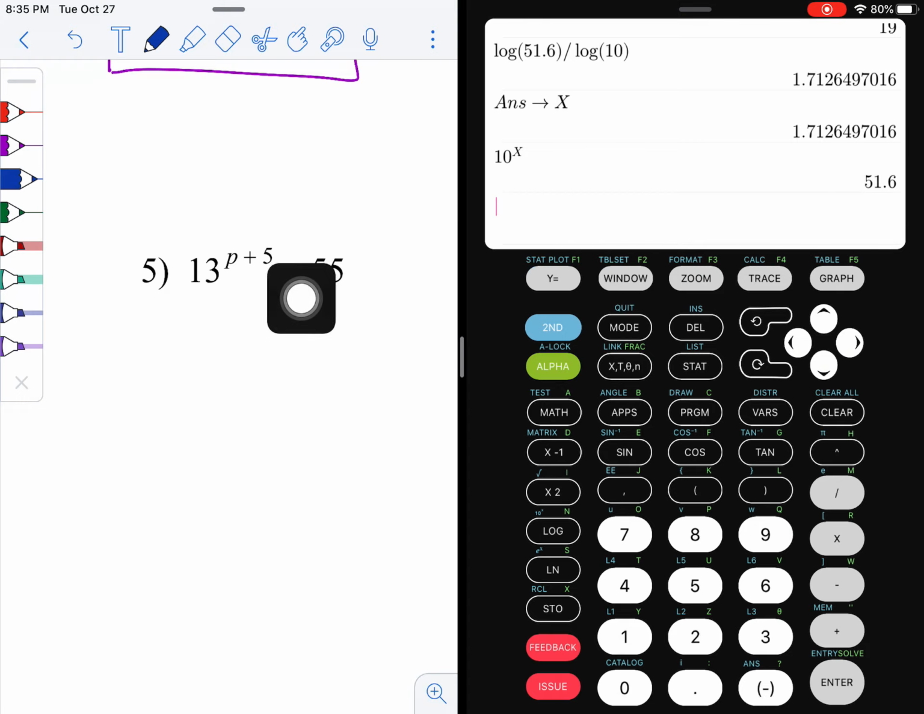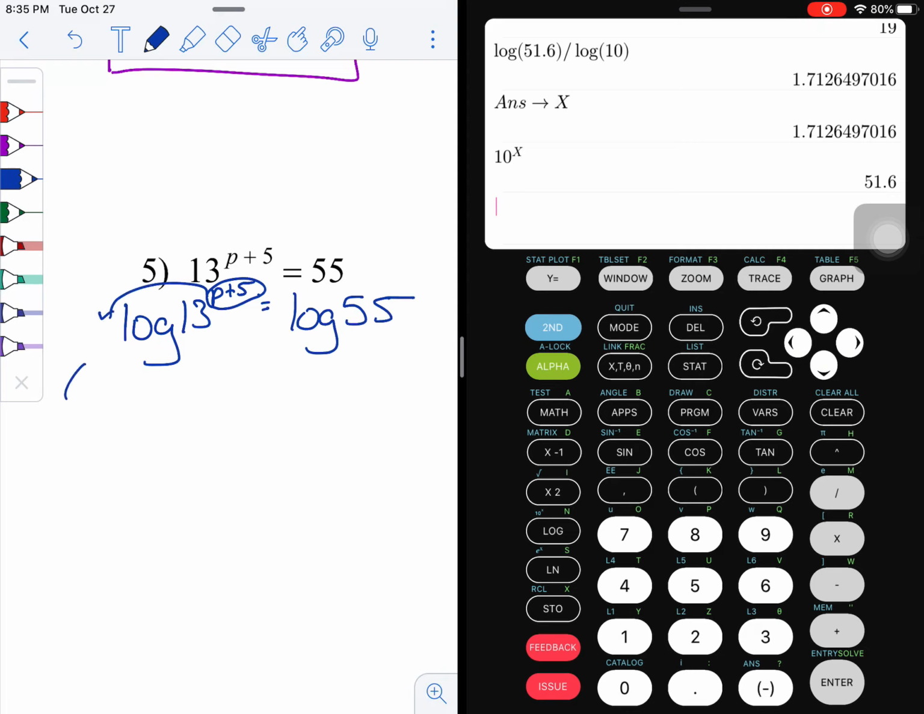Now, problem number 5, the exponent has gotten a little bit more complicated, I guess is the right term for it. But 13 and 55, not going to get like bases out of those. So let's go ahead and take the log of both sides. So log of 13 to the p plus 5 power equals log of 55. I'm going to fly this power in front, but I want to be careful because the whole thing needs to stay together with that log 13 as the multiplier.